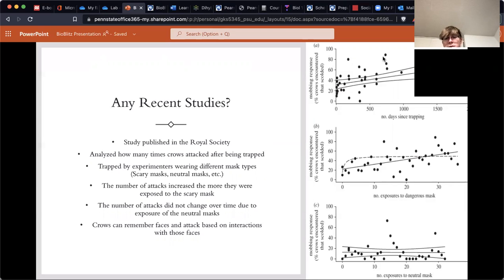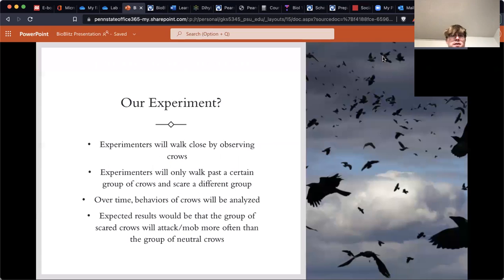And they also found that there was no increase, not even any change, from the exposure to the neutral masks. So if they were to mob or attack the neutral mask, it was just because of the action of trapping and releasing. So they found that crows can, in fact, remember faces and attack or mob based on interactions with those faces, and they can hold grudges. So what would our experiment entail?